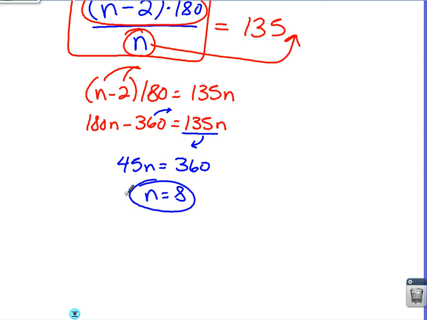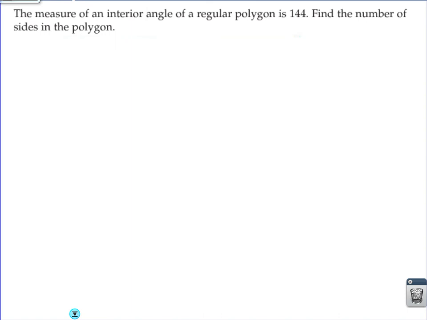In a second, there's going to be a much easier way to solve this. You hate it when I do that. So if each interior angle is equal to 135 degrees, that means it has 8 total sides, 8 total angles.